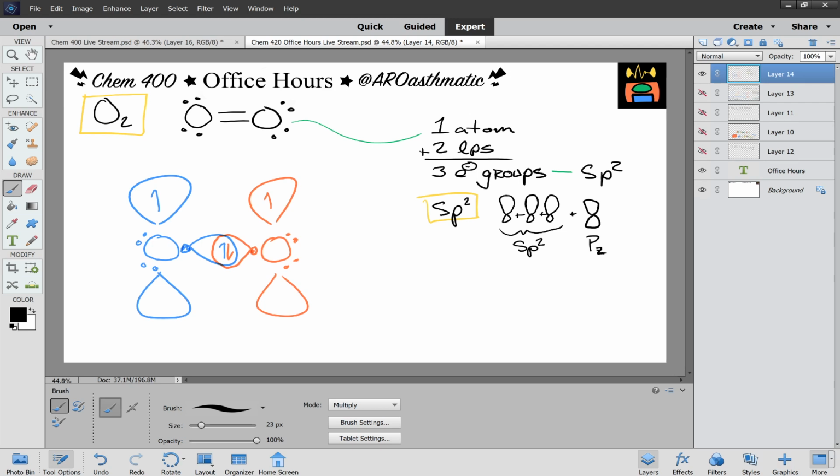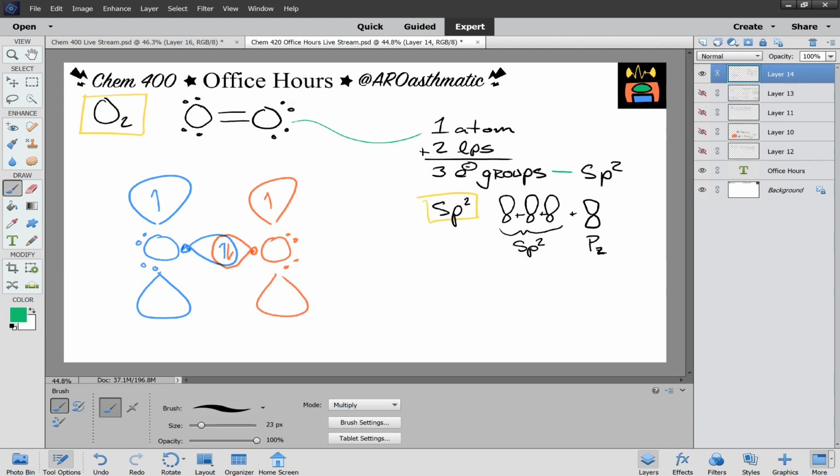Now, it is not possible for these 2 p orbitals to engage in direct orbital overlap. There's no way for them to touch each other, to move the lobe of one orbital into the same space as the lobe of the other orbital. Direct orbital overlap is not possible. What is possible, however, is something called indirect orbital overlap.